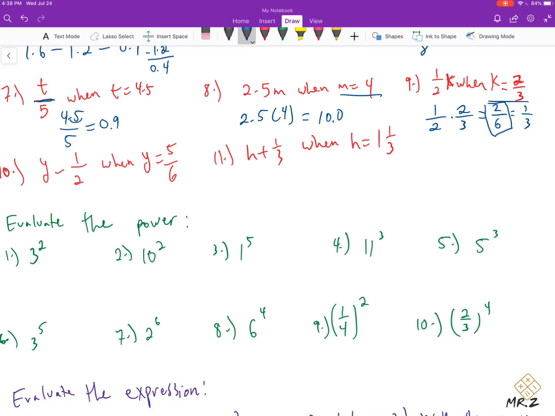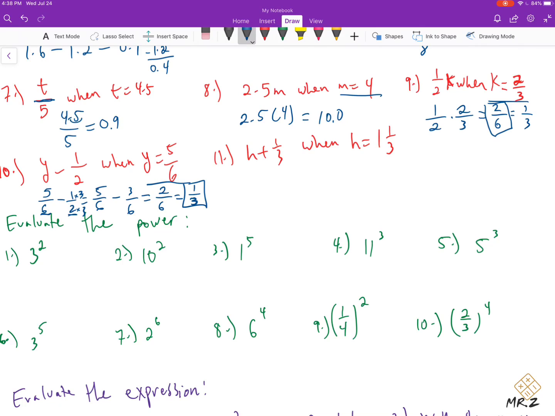All right, y minus 1/2. Y is 5/6. So 5/6 minus 1/2. Again, we cannot subtract fractions unless you have a common denominator. Since our denominator is 6 here and this is 2, we can do 2 times 3 to get to 6. So our common denominator here is 6. So 5/6 stays the same. We can multiply the 1/2, both top and bottom, by 3. So you get 3 over 6. And then 5/6 minus 3/6, and you're just subtracting the numerators, you get 2 over 6, which again, just like the previous question, if we simplify it, we get 1/3.